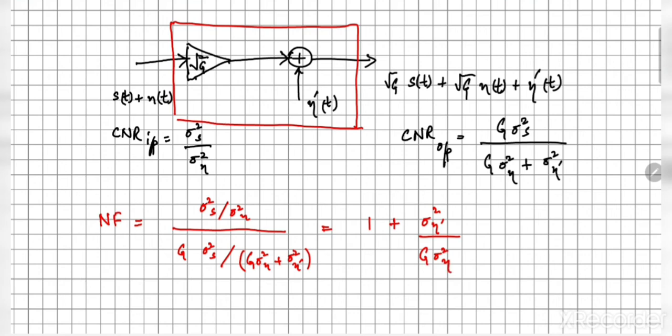And this will be the noise figure, and because all these quantities, sigma square eta dash, sigma square eta and G, are positive numbers, we can readily see that the noise figure of any system will always be greater than 1 on a linear scale, and it will be equal to 1 if and only if sigma square eta dash is equal to 0. That is, this particular block adds no additional noise besides just the amplification of the signal. So this is the concept of noise figure.